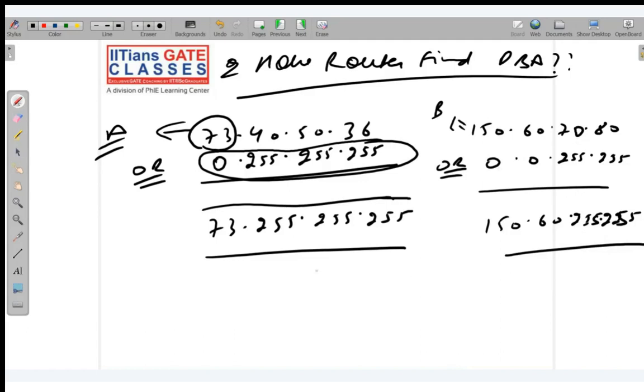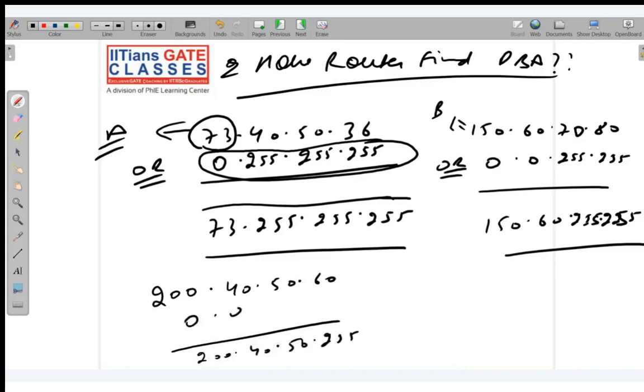Now see the class C. So if I say 230, 230 is for class... Okay, let us take 200. It will become class C. 200.40.50.60. And from here I want 200.40.50.255. So what I have to do, 0.0.0.255, OR, and we will get the answer.